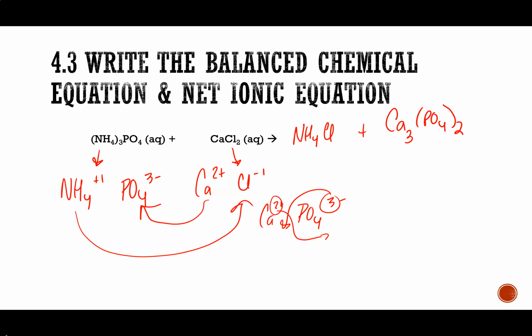I don't believe that I balanced the last one, but I think it was just like 1-to-1 switching. If not, go back and balance it for me. So here I've got 3 calcium, so I'm going to put a 3 here. And I've got 2 phosphates, so I'm going to put a 2 here. Looks like I'm going to put a 6 in front of here, and that should balance the equation.